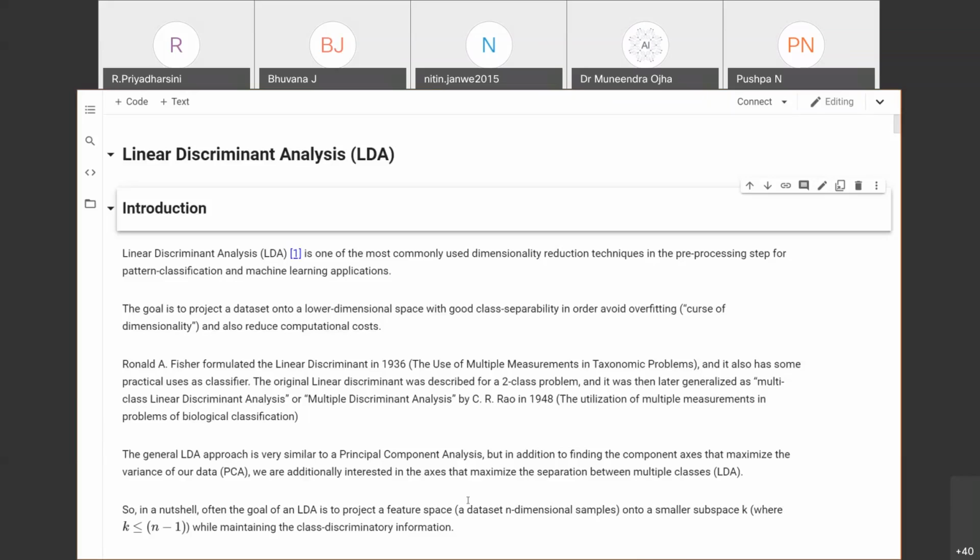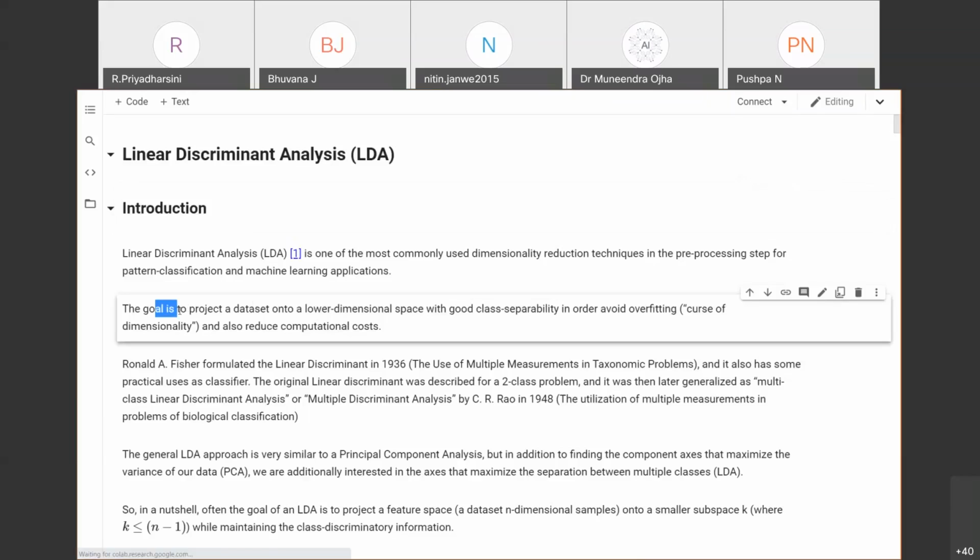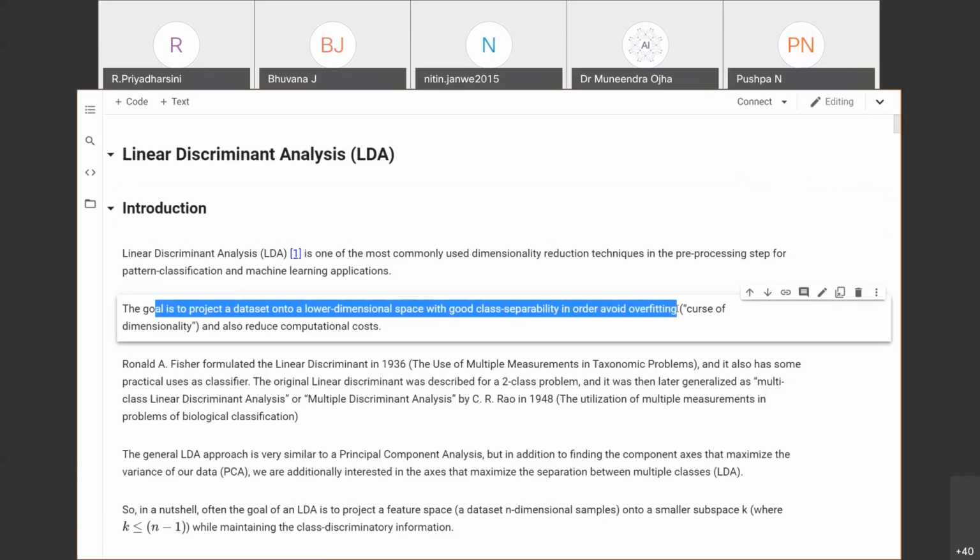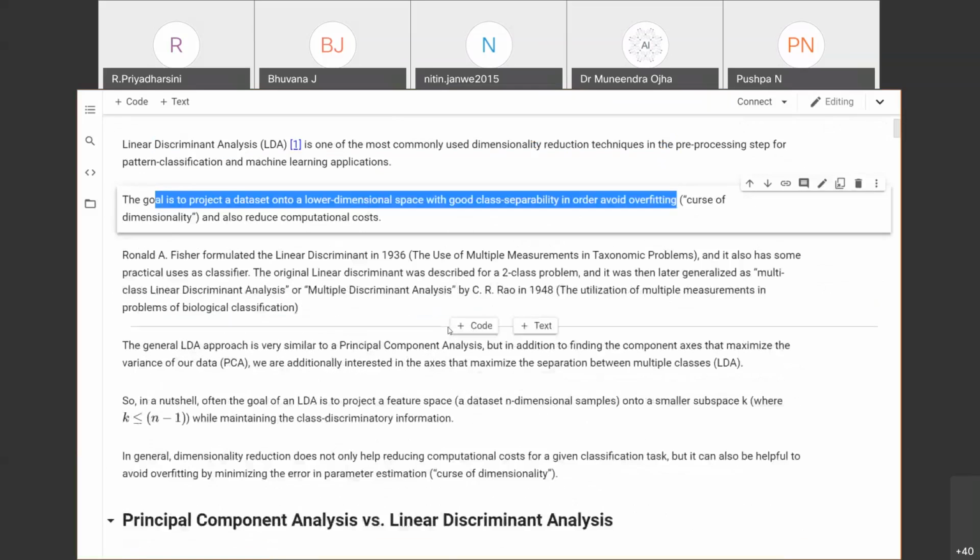So again, LDA is another projection based algorithm. The goal is to project a data set onto a lower dimensional space with good class separability in order to avoid overfitting. In PCA, we actually wanted to have maximum variance. In LDA, we want to have maximum separation. That we will see. So just read through.